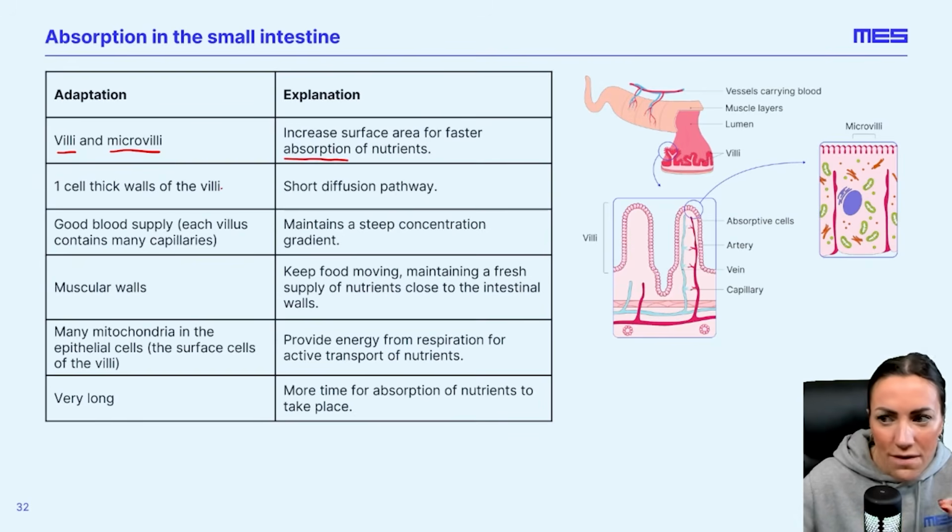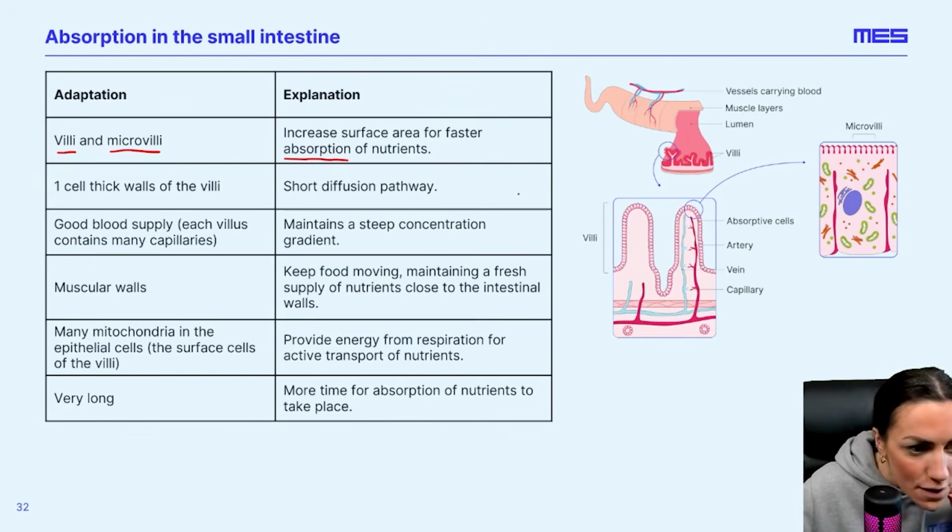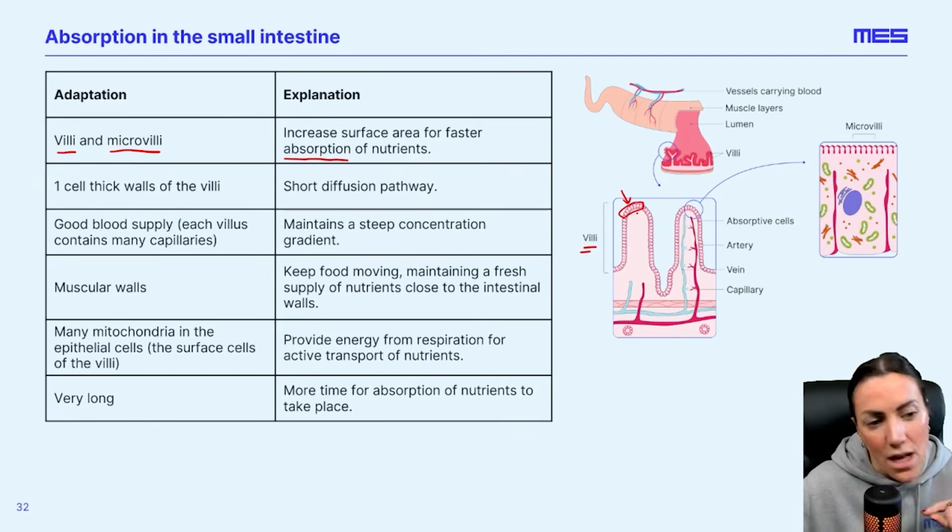Now, the walls of the villi are only 1 cell thick. So if you look at the diagram here, I can see on this villus, if you look at the wall specifically, this bit here, the wall of the villus is just 1 cell thick. Again, don't say the villi is 1 cell thick. Same way we don't say the alveoli is 1 cell thick. We say the wall of the alveolus is 1 cell thick, or the wall of the villi is 1 cell thick.